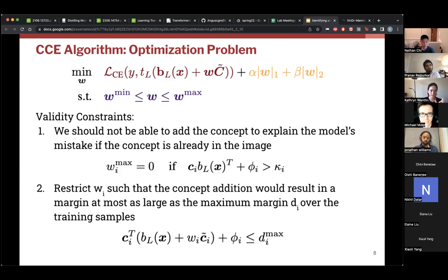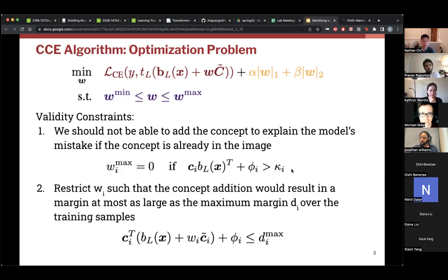So there's basically two sets of constraints for each of Wmax and Wmin. So I'll just talk about the Wmax ones. They're very similar for Wmin. So the first one basically says that we generally should not be able to add more of a concept that's already present to explain the model's mistake if that concept is already in the image. Like if you're seeing a cat on a bed and the bed is already very prominent, maybe adding more of the bed concept would not help you to understand that it's a cat, even though that's maybe a spurious correlation example.